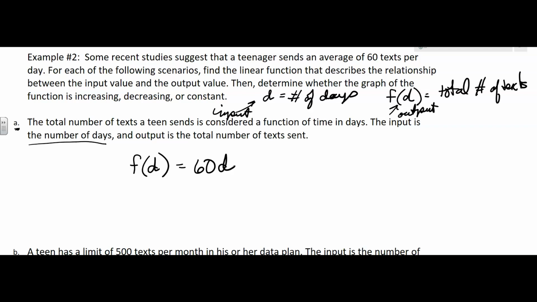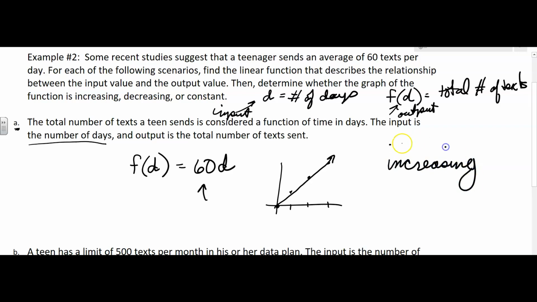Okay. Now, is this an increasing function? Well, this would be the slope right here. So if you think about graphing it, you start out 0 days, 0 texts, right? Day 1, 60 texts. Day 2, 120 texts. Day 3, 180 texts. And you get this line going like this. Now that's just a graph, but you don't have to do that. They didn't ask us to. But that's a picture of what's going on. This is an increasing function, a linear function. Okay, let's see what the next one says.